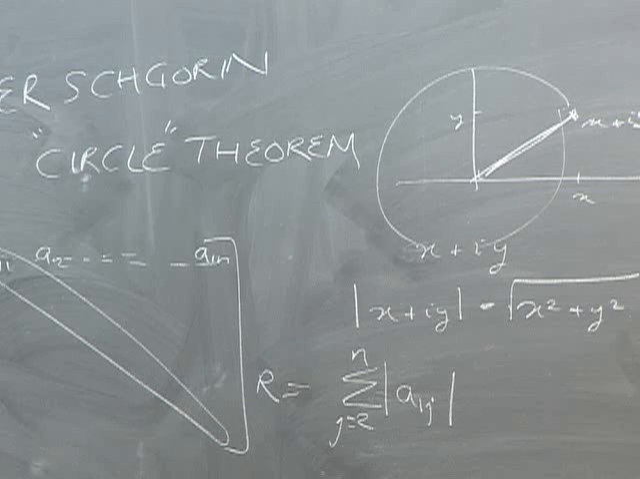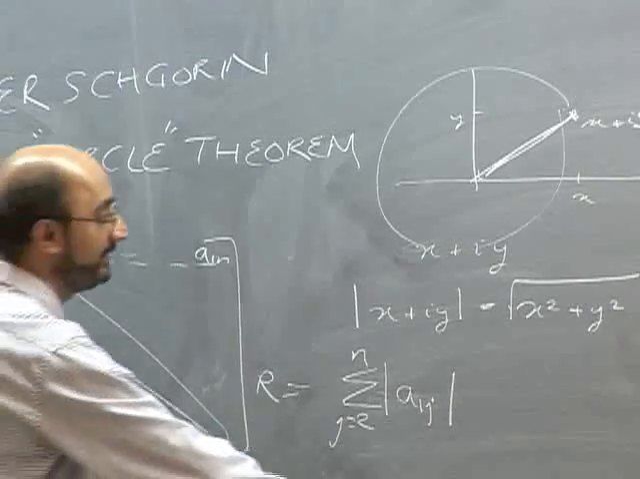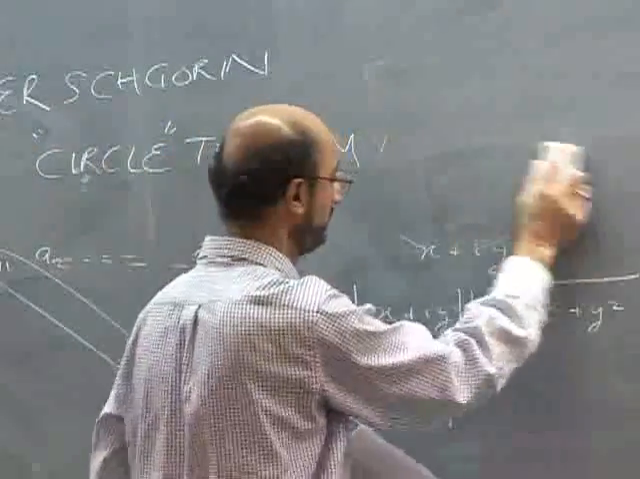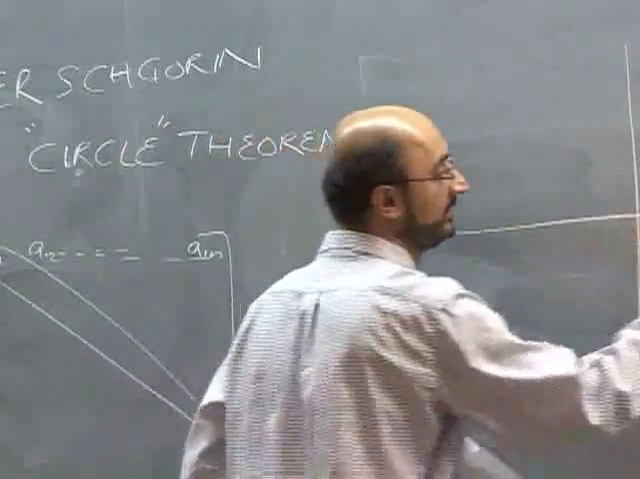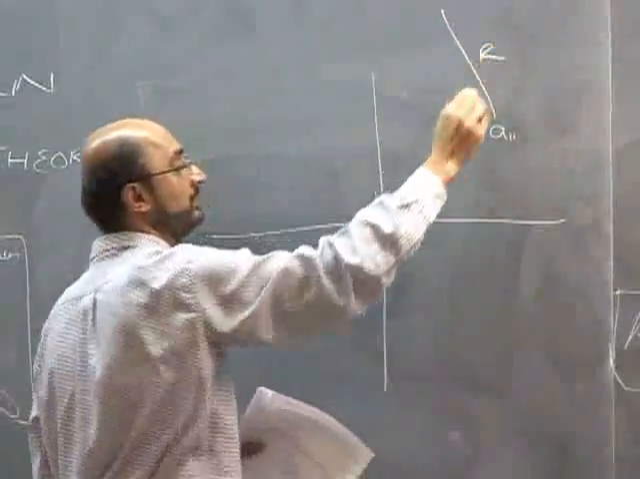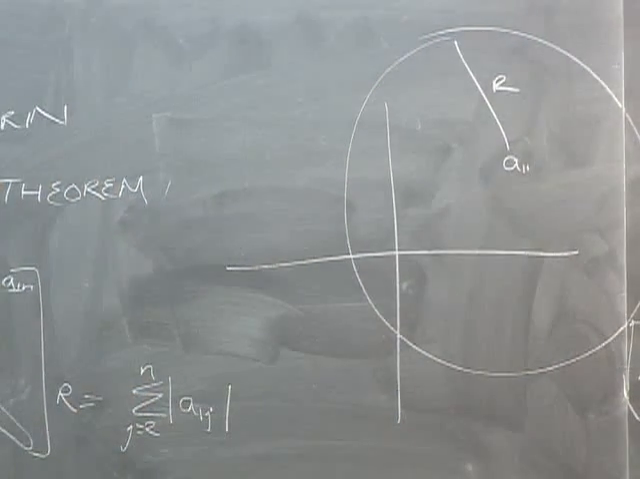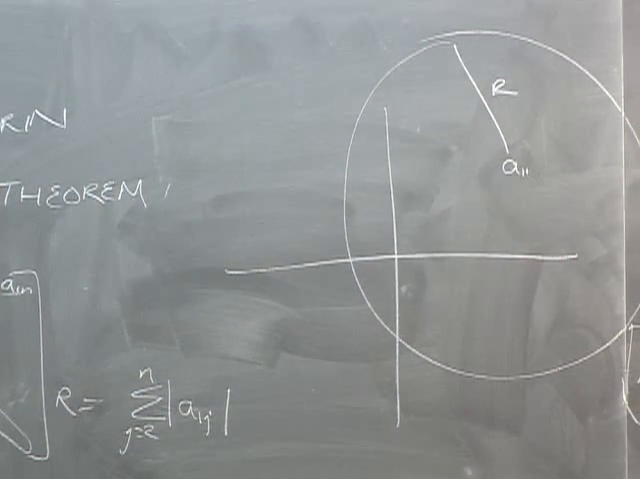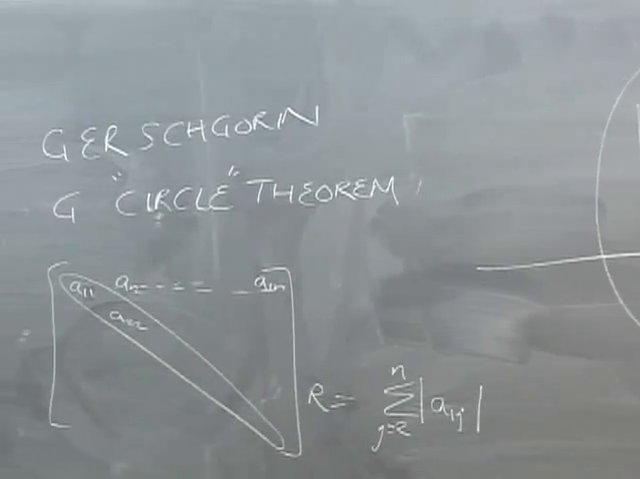Then we can say that the eigenvalues for this lie in a circle on the complex plane, centered at A11 and with radius r. Somewhere there is where the eigenvalues are going to lie. And the same thing is true for each of the other diagonal elements, A22, A23, and so on until Ann.